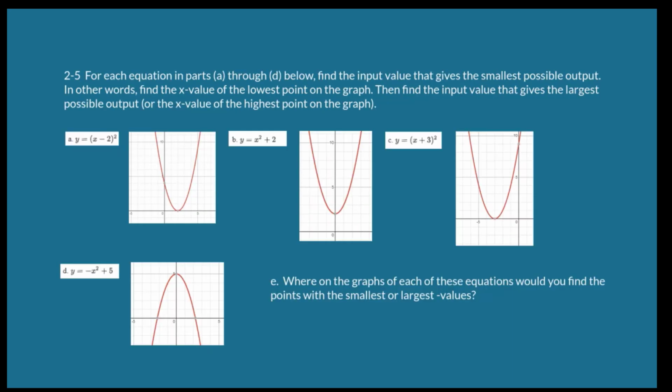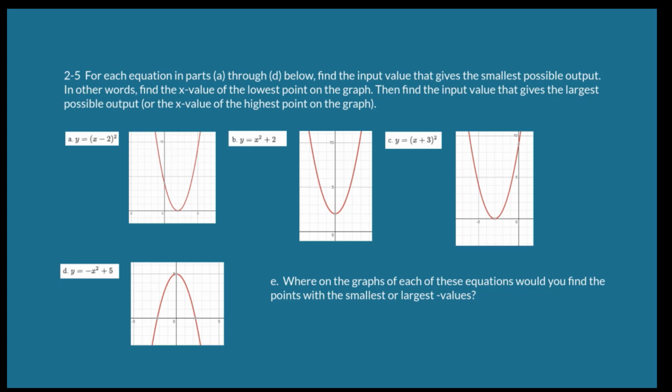Okay, so for this particular problem, it wants us to look at parts A through D and find the input value that gives the smallest output value. In other words, find the x value of the lowest point on the graph, and then find the input value that gives the largest possible output, or the x value of the highest point on the graph.